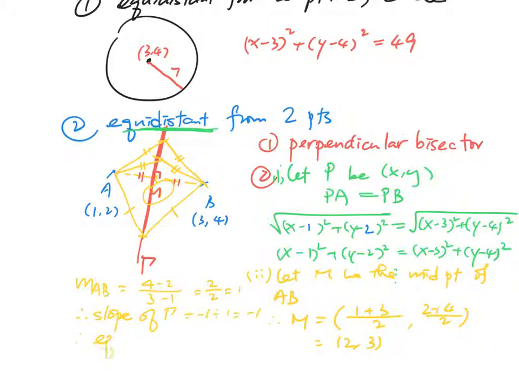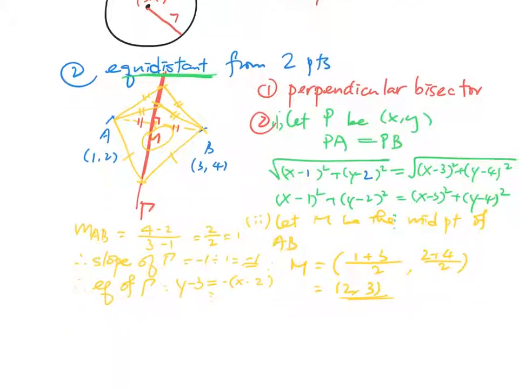As a result, the equation of gamma can be found in an easier way, because we know you have the point (2, 3) on the line, and you have the slope as well. So it's y − 3 = −(x − 2), and then you continue to simplify the equation.